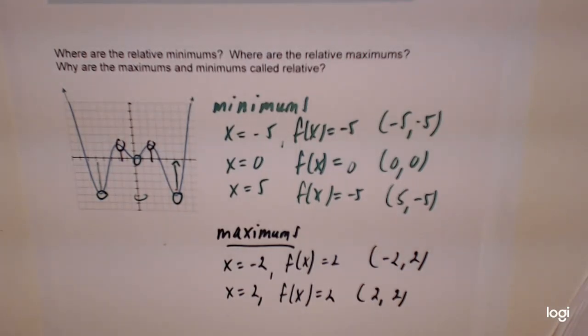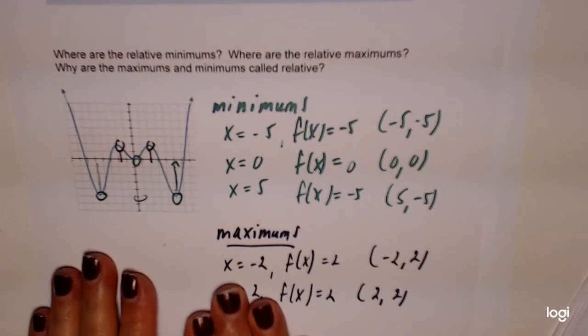We call them relative because they are describing activity in a limited area of the graph. It's not necessarily that there are no other points greater than these points on the graph. It's that they are the biggest or smallest points on the graph for that particular area or neighborhood.